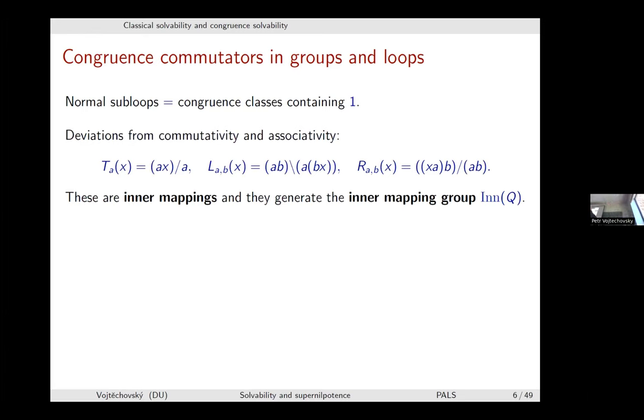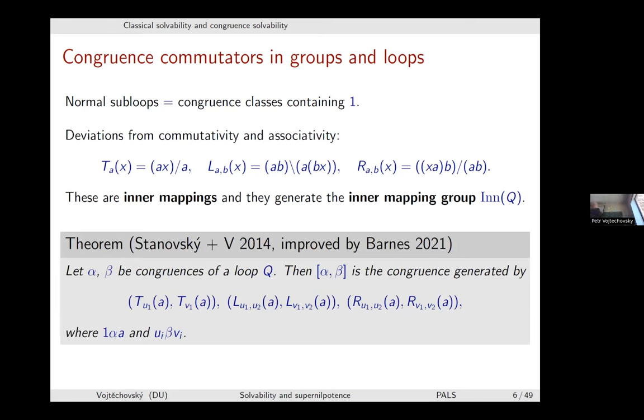Now, like in groups, we have conjugation. So the first map, T sub A, which is the traditional notation in this part of mathematics, is conjugation by A. You multiply on the left and you divide on the right by A. And the other two types of mappings measure deviations from associativity. Once when you multiply on the left, that's the L_{A,B}, and once when you multiply on the right, that's the R_{A,B}. And these are the so-called inner mappings, like we have inner automorphisms in groups. They are not necessarily automorphisms anymore, but inner mappings, and they generate a subgroup of the multiplication group called the inner mapping group.